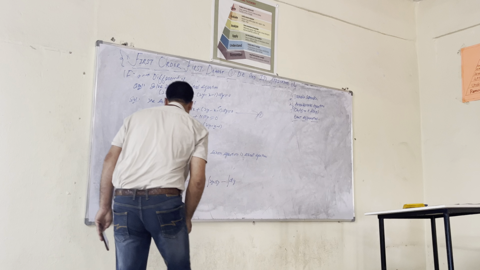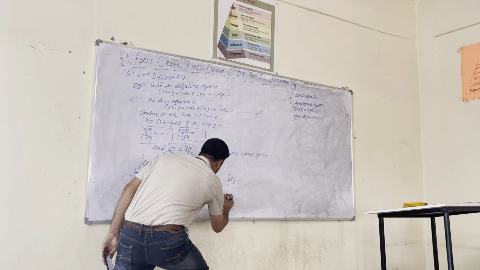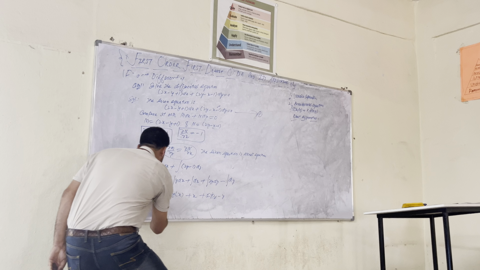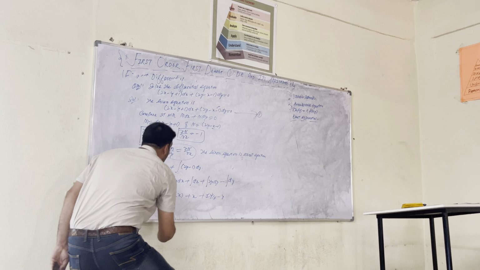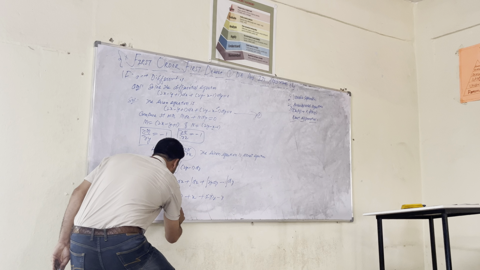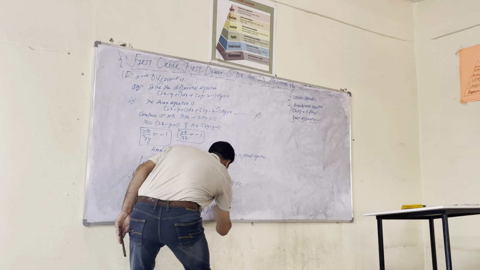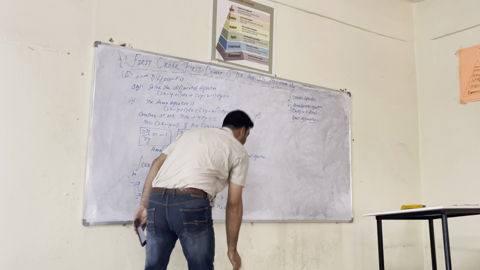And with this solution we are getting 2x square by 2 minus yx plus x plus 2y square by 2 minus y. After cancellation, which implies x square minus yx plus x plus y square minus y is the required solution of the given differential equation.